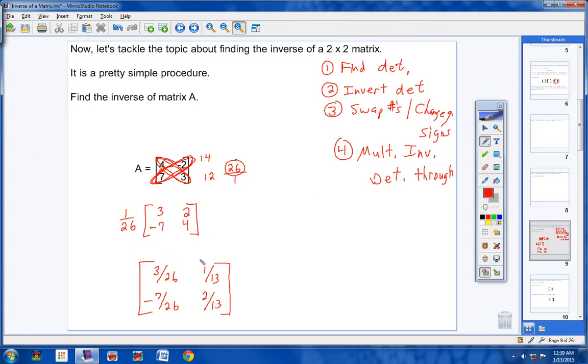Okay, so what does this equal right here? It equals A to the negative 1. Of course, we call that A inverse. So if this matrix here is called A, then the inverse is called A inverse, or the inverse of A, and there's the inverse of A. As you can see, students, it's a pretty simple procedure. You just got to learn it. It's not difficult. You just got to remember it, okay?